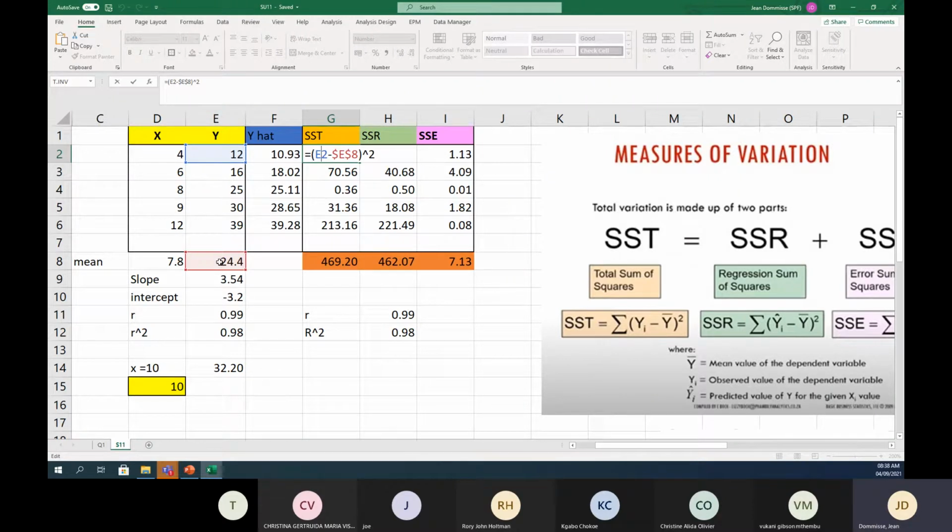Okay, so you need to raise that to the power of 2, and you need to do that for all of them. In this instance it is for 5 of the values, and those you will then add together to get the sum of SST. Okay, so the SST, yes.